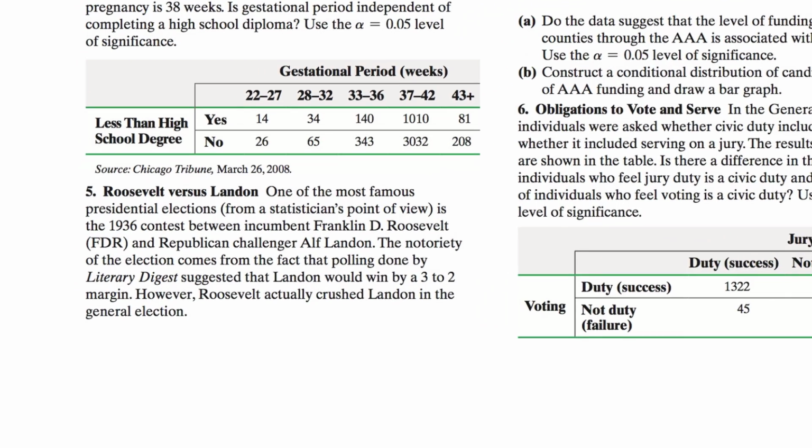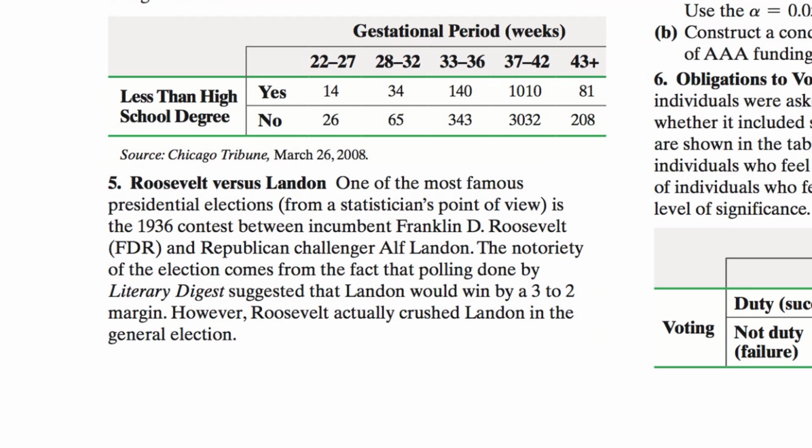The example we're going to be using is number 5. It's visible on the screen in front of you here, and it pertains to Roosevelt versus Landon, as the title says. I don't know if you know anything about this particular situation, but back in 1936, there was a magazine which was known as the Literary Digest.